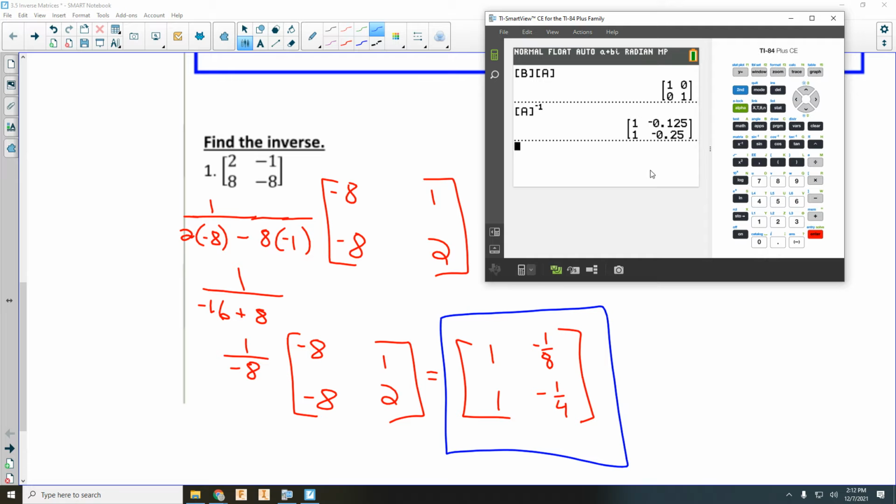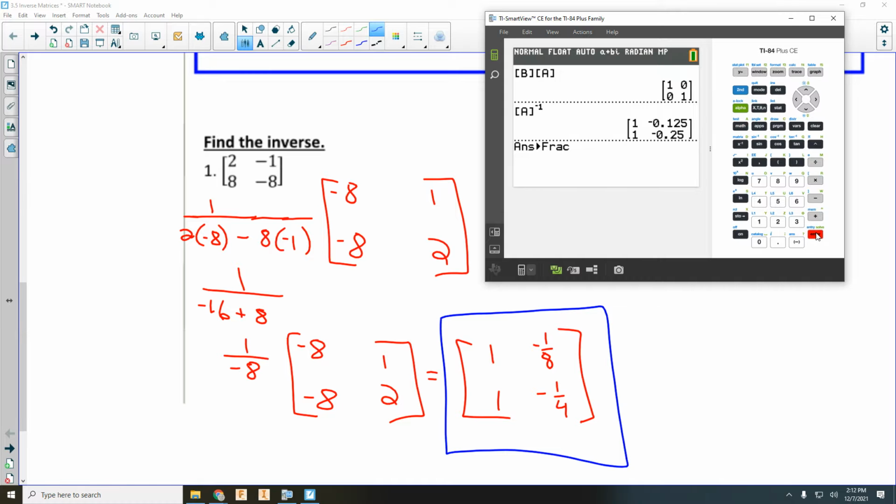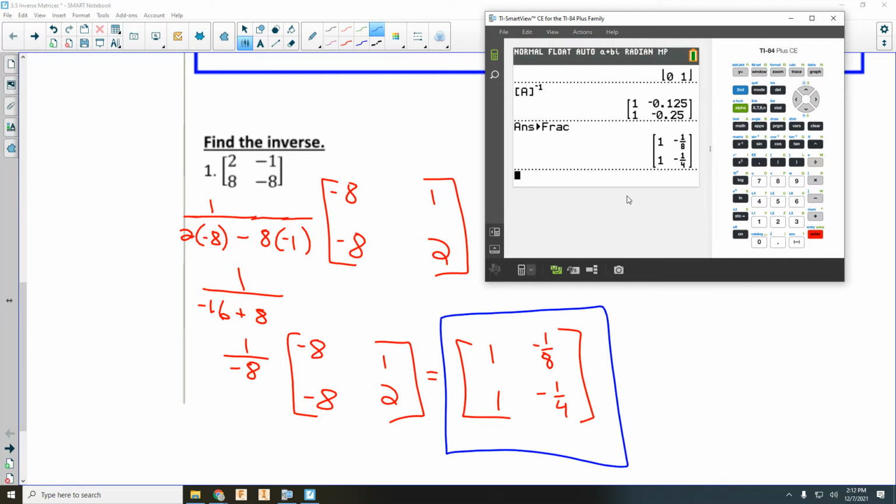So there we go. There's my inverse matrix without doing any work other than typing stuff in the calculator. Now, if you want to have the fraction there, we can always go math fraction, and we can get the exact fractions if we don't want rounding errors. I don't like fractions. I know you don't, but the calculator can handle them.